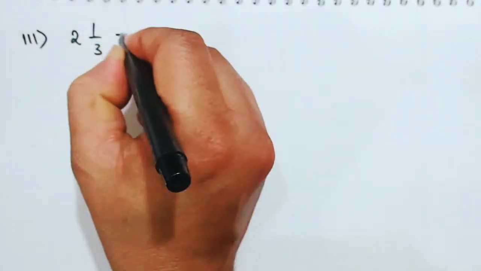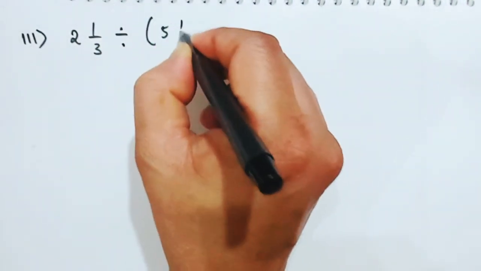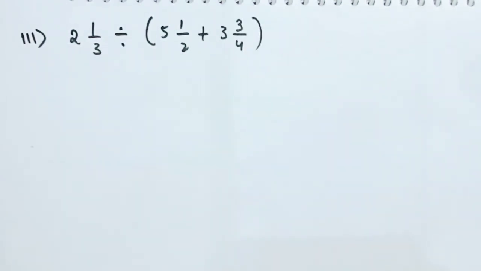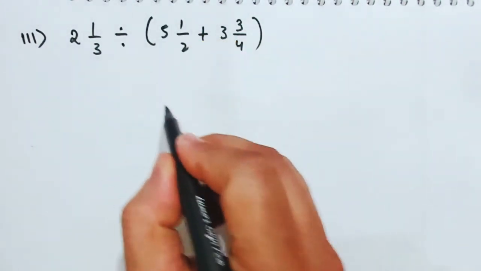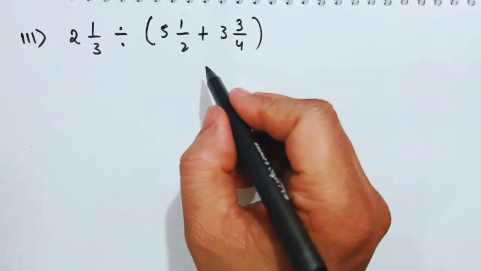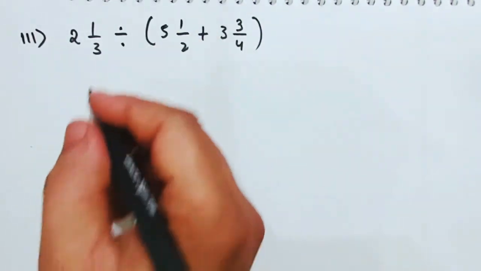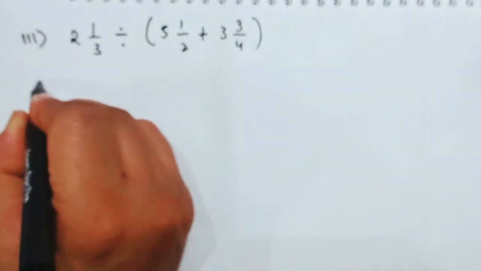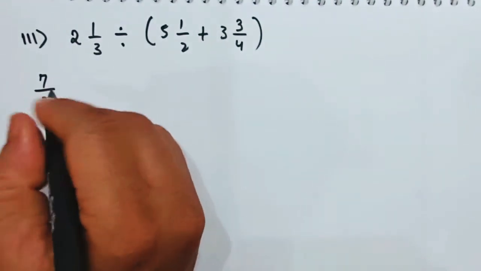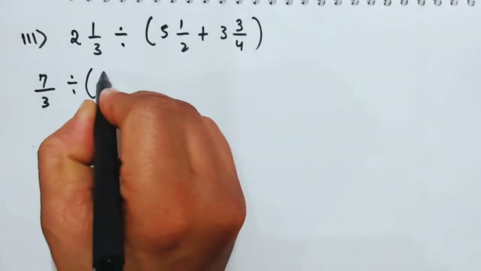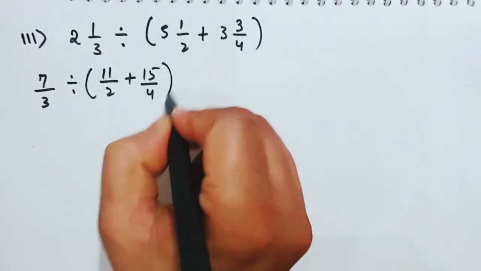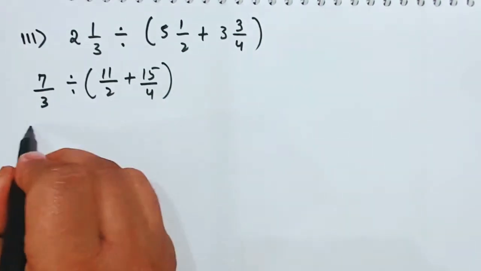In number 3 we have 2 1 by 3 divided by 5 1 by 2 plus 3 by 4. Remember that while solving, please at least write the questions properly, because I make so many mistakes. What will I teach you? 3 2s are 6 plus 1, 7 by 3 divided by, who will solve the bracket? Naturally, I will solve the bracket. 4 3s are 12, 13, 14, 15.